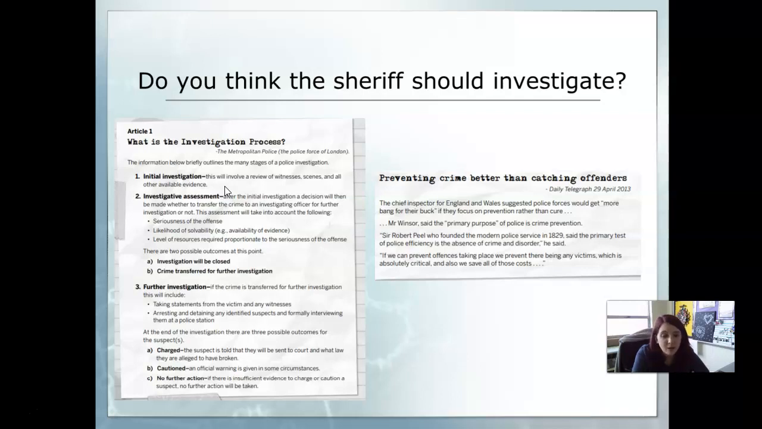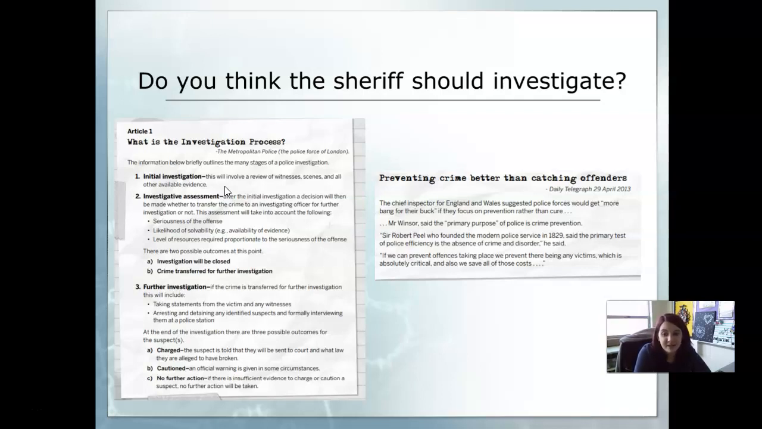There are two possible outcomes at this point. Either the investigation will be closed or the crime will go on for further investigation. If it goes on to further investigation, it's going to be transferred to someone who is able to get more information. So they're then going to take more statements from the victim and any witnesses, and they're arresting and detaining any identifiable suspects and formally interviewing them at the police station.